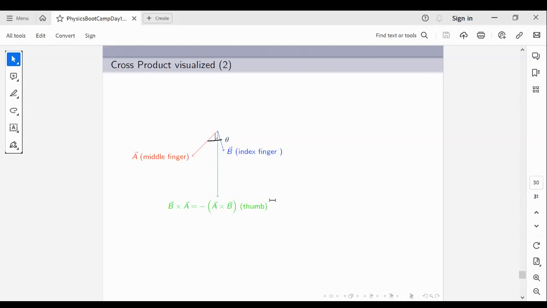So the index finger is where B will be. The middle finger is where A will be. Then you stick your thumb out and it will point down. And that is your B cross A.